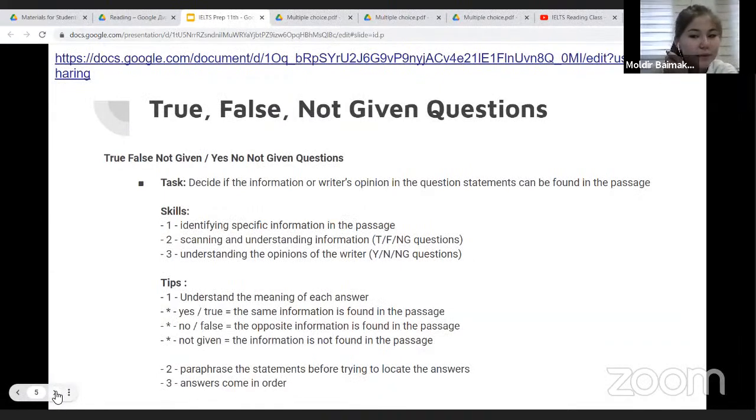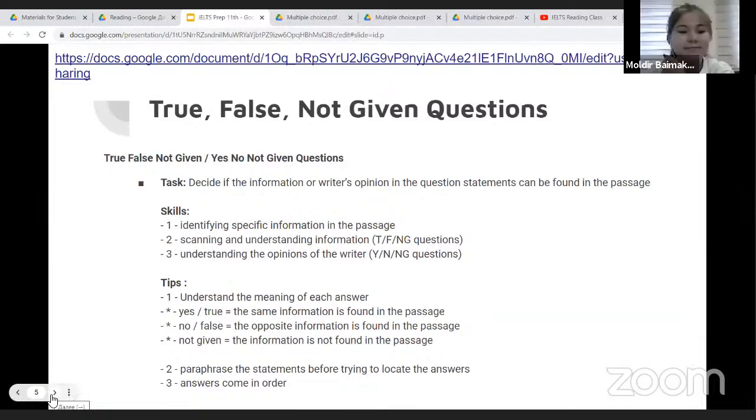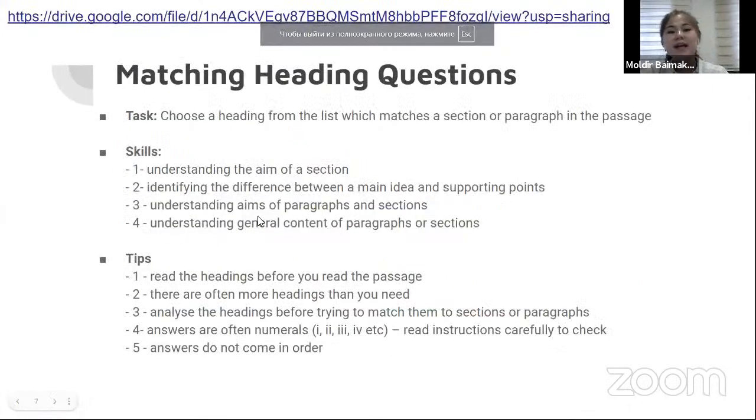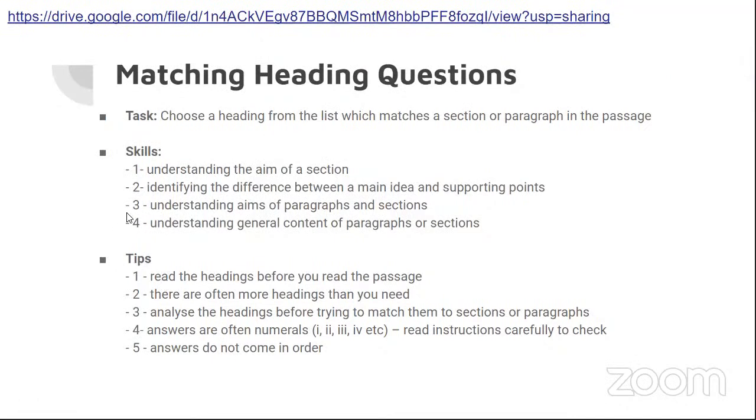Okay. Well, so then, true false not given. I think you have no questions, but if you have, ask. No, I don't have. Oh, okay, cool. Then the last one is the matching headings question.